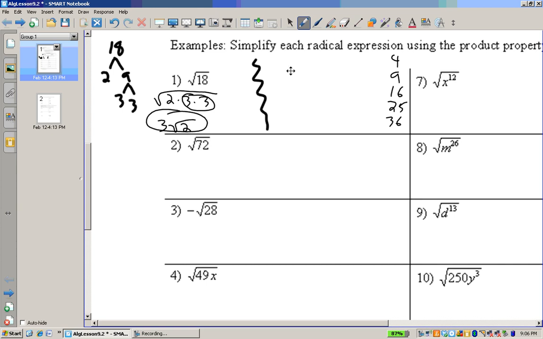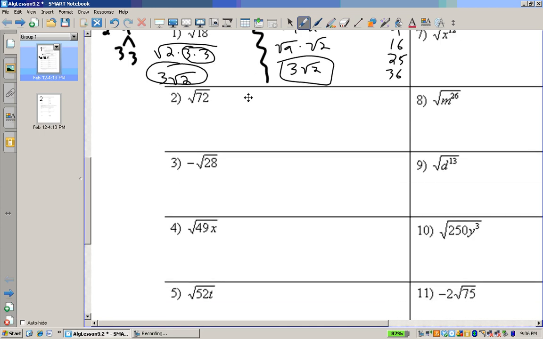So 18 divided by 4, that's not going to work. It's going to be 4.5. 18 divided by 9 is 2. That works nicely. So we're going to say, well, that's 9 times 2. Well, the square root of 9, I can break apart from the square root of 2, and we get 3 square roots of 2, because square root of 9 is 3. So again, you can do it either way, and I'm going to do it both ways for a little while here.